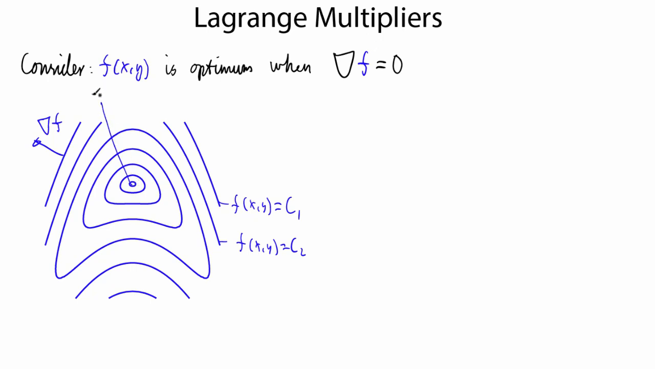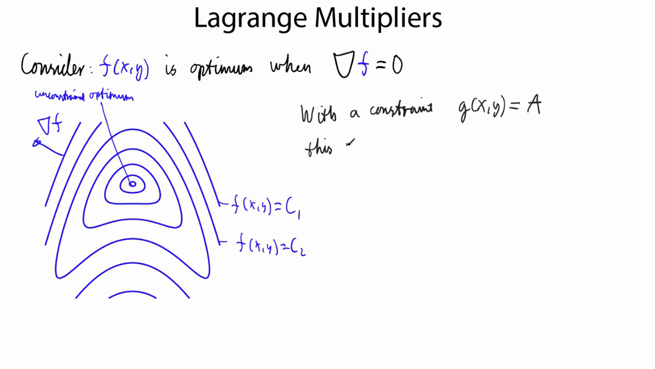This is the point where the gradient is equal to 0. This is the unconstrained optimum. So if we now add a constraint to this, which would be some function g of x and y has to be equal to some constant a, then this no longer applies. We are no longer able to set the gradient equal to 0 and find the optimum, simply because the maximum or minimum point here may not actually be consistent with this constraint.